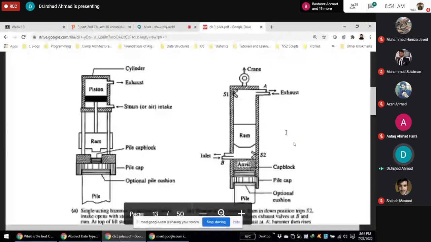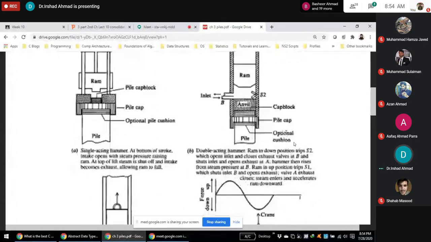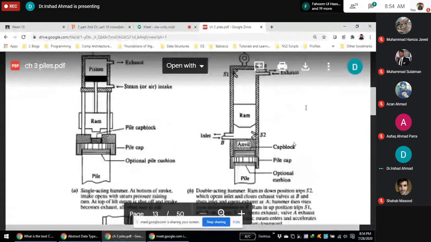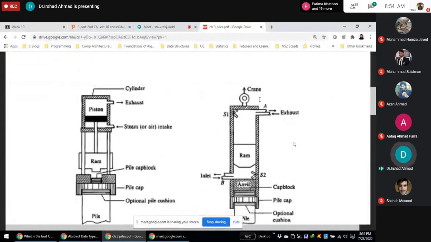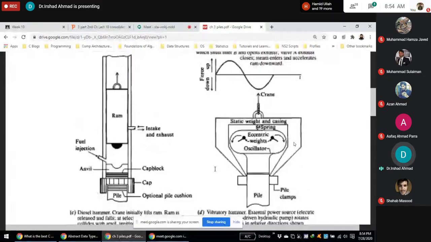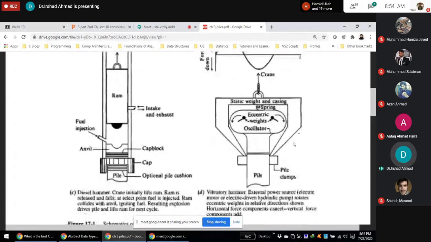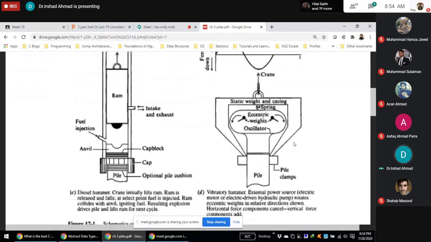These are sections of this single acting hammer, right? This double acting hammer, where you can see that from both the top and the bottom you will get steam and air. This is the diesel hammer, and this is your vibratory hammer, where there are eccentric masses which move in circular direction, in opposite directions, and they impart vibration to the pile.